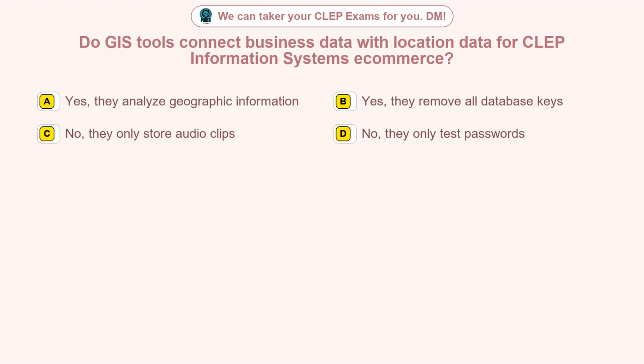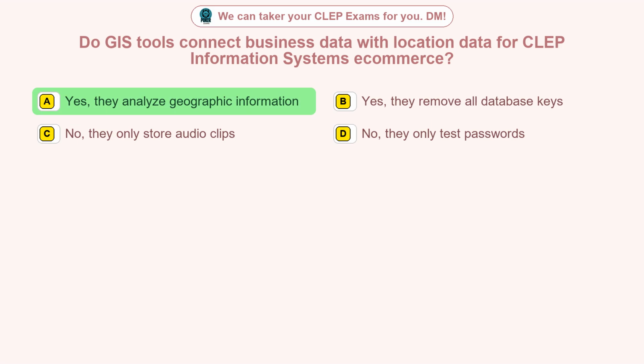Question 10. Do GIS tools connect business data with location data for CLEP Information Systems Ecommerce? Option A. Yes, they analyze geographic information. Option B. Yes, they remove all database keys. Option C. No, they only store audio clips. Option D. No, they only test passwords.